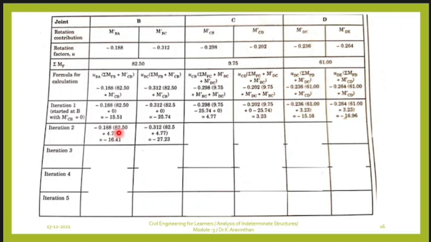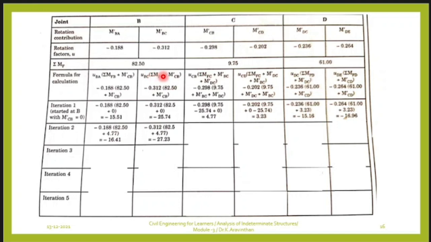That is 82.5. You have to take the last iteration. What is the last iteration? 4.77. What is that? 82.5 plus 4.77 into 0.188. So you will be getting 16.41. Now it's clear. Then 82.5 plus 4.77 into 0.312.